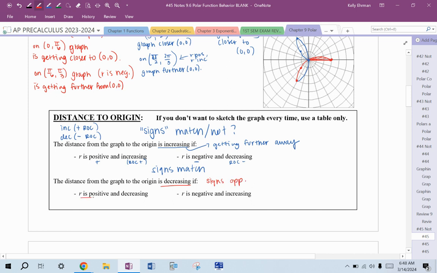So if r is positive, but r is decreasing, or if r is negative, but the values of r are increasing, they're sort of working against each other. You're getting back to zero. Think about putting the brakes on for a car. You're slowing down until you stop.